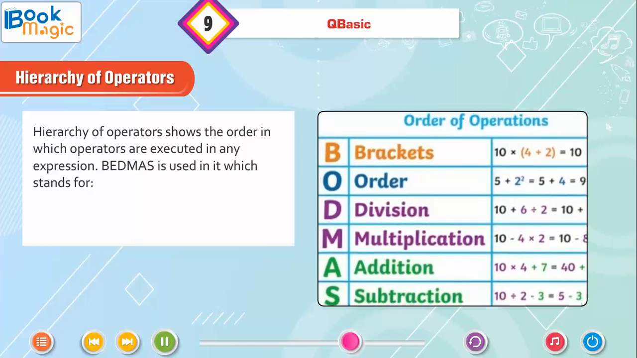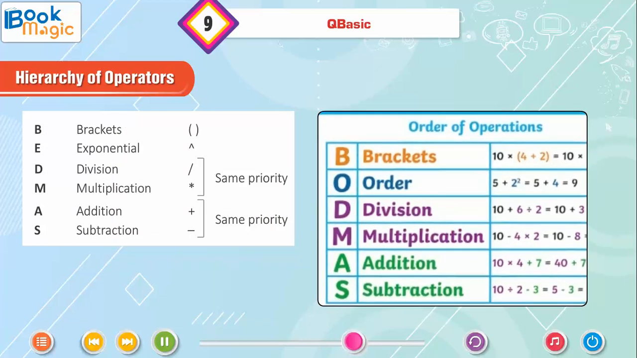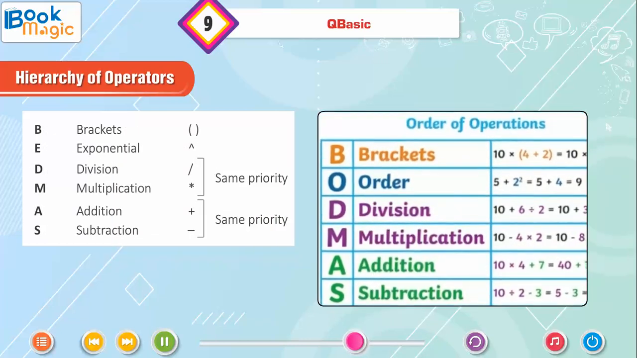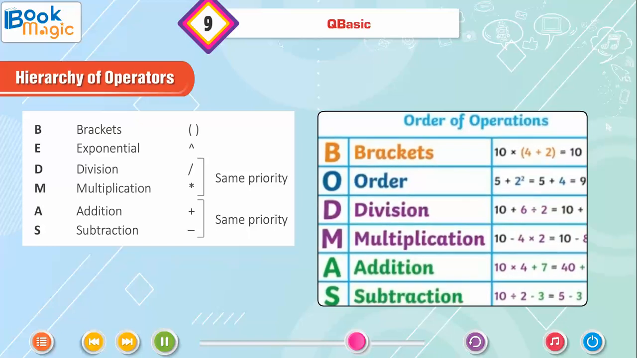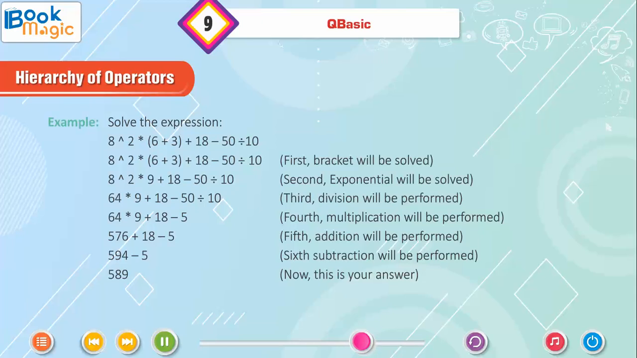BODMAS is used in it, which stands for B, Brackets; E, Exponential; D, Division; M, Multiplication; A, Addition; S, Subtraction. Example. Solve the expression 8 exponential 2 into 6 plus 3 plus 18 minus 50 divide by 10.